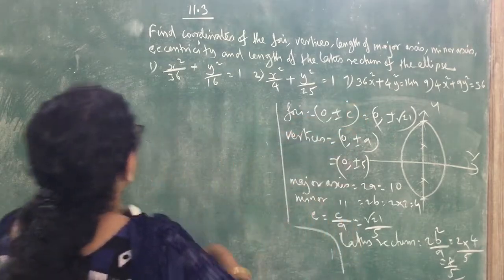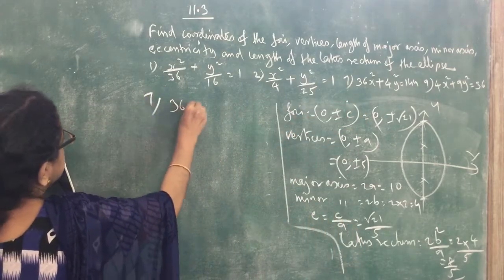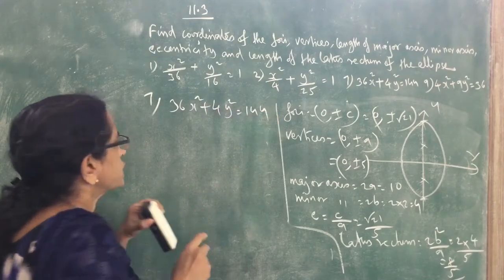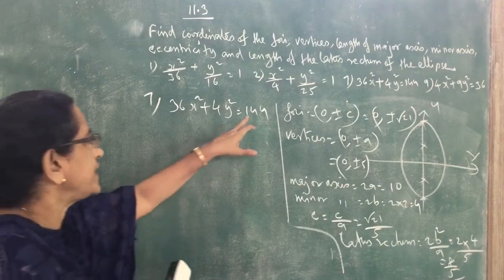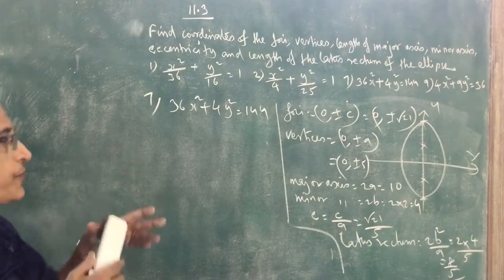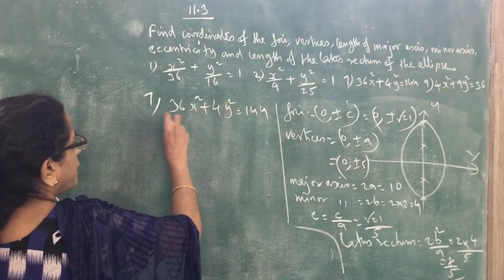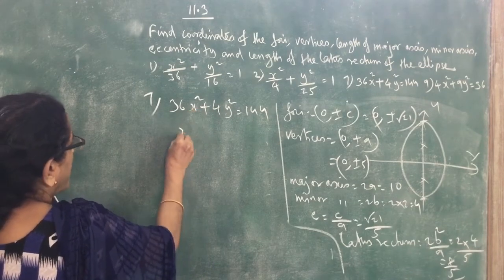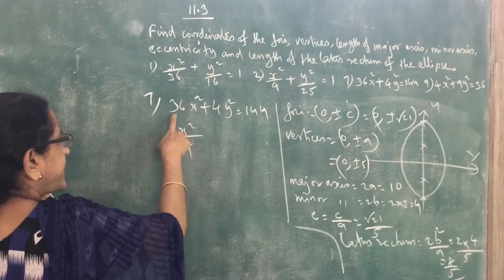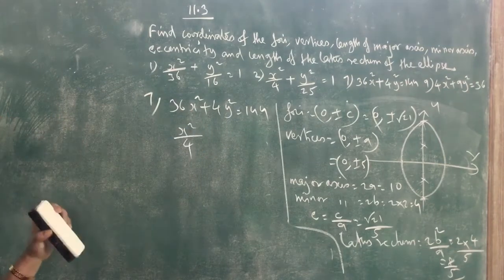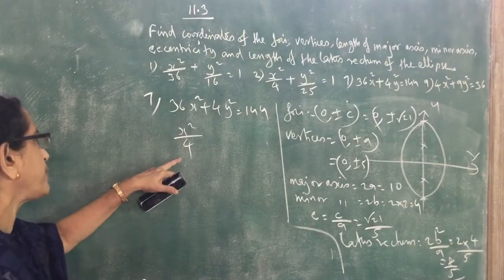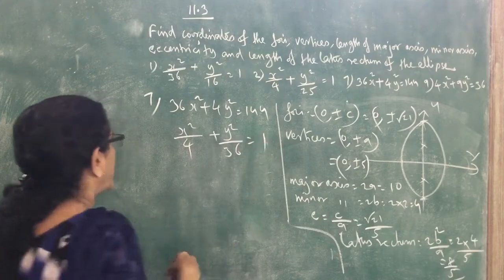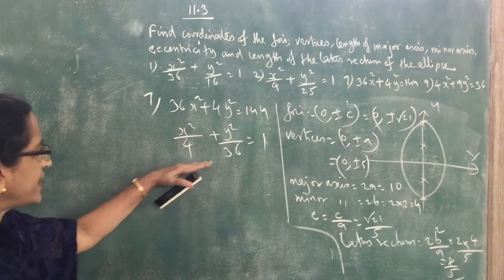Now the 7th one, 36x square plus 4y square equal to 144. So we have to write it in the standard form. Here you have to divide by 144. Dividing by 144, we get x square by 4, since 36 x square divided by 144, cancelling 36, gives x square by 4. Similarly, here you will get y square by 36 equal to 1.